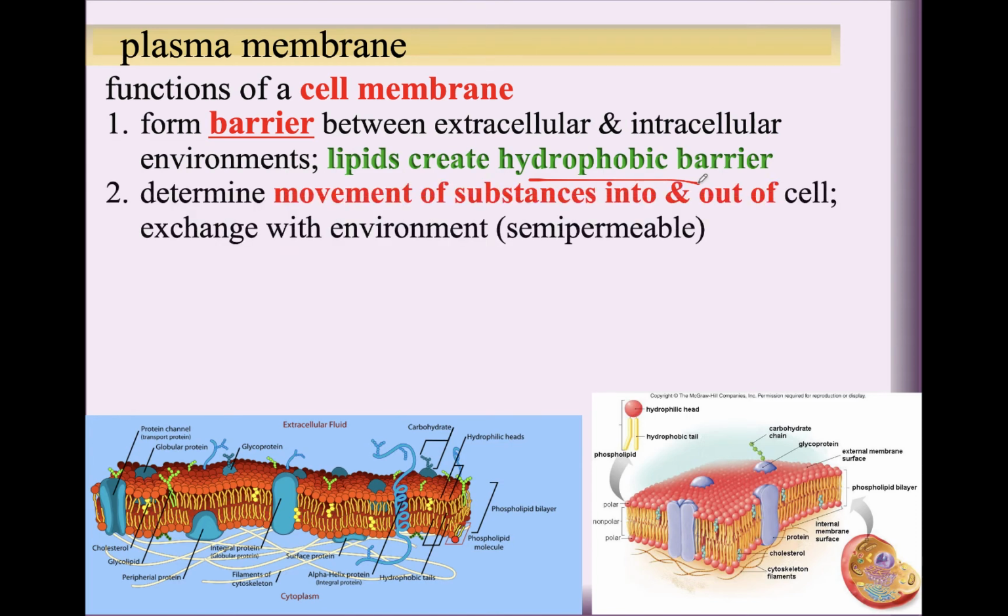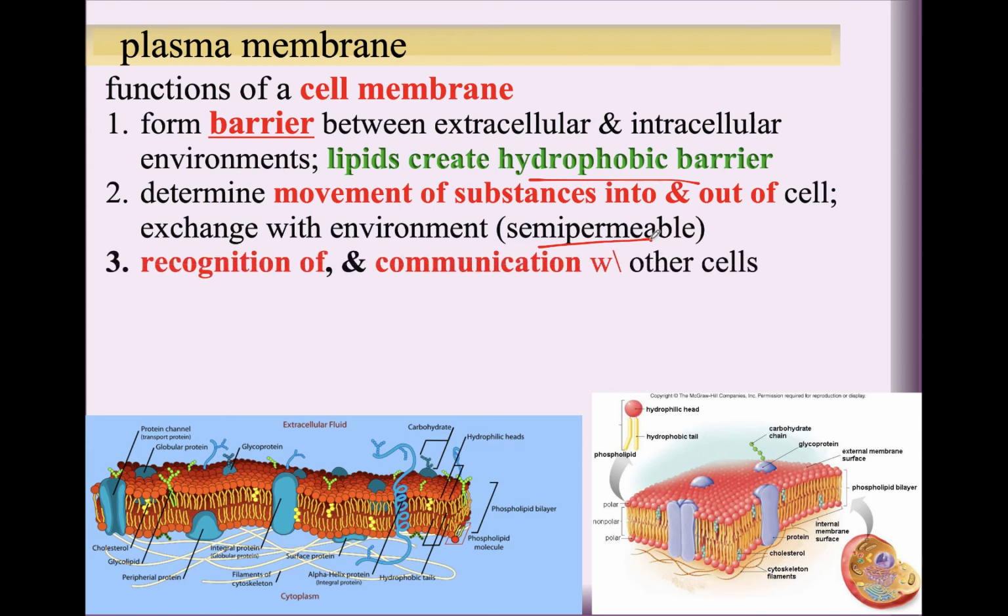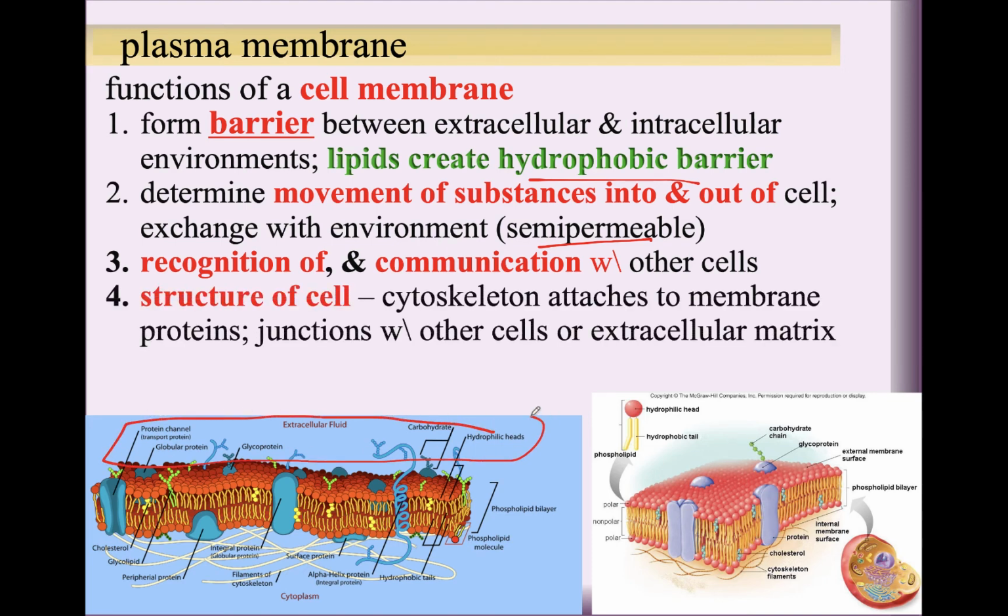Secondly, the membrane determines the movement of substances into and out of the cell. And so we get exchange with the environment. And we say that the membrane is semi-permeable. It's not totally impermeable, but it's not permeable to everything. So it's semi-permeable. The membrane is also responsible for recognition of other cells and communication with other cells. And that's largely due to what's called the glycocalyx that's out here. And we'll look at that in a bit.